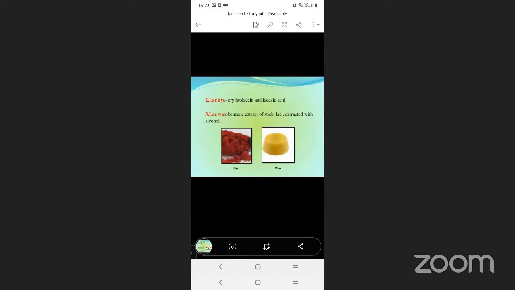The third step is the operation of culture and inoculation. In kusumi trees, for raising the crop, prefer to inoculate the trees with brood lac. As we have discussed, there are two types of lac.